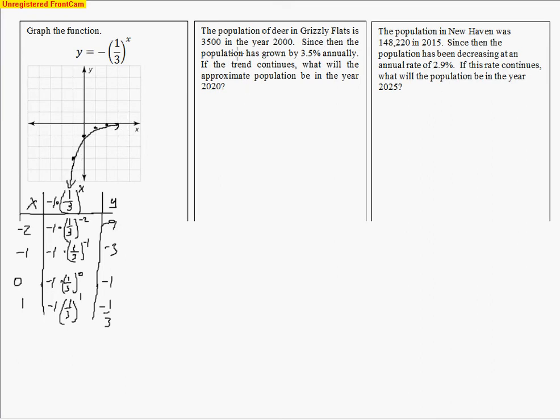So the next one talks about the population of deer in Grizzly Flats is 3,500. So this is an initial value. So this is your A term. It's your initial value.